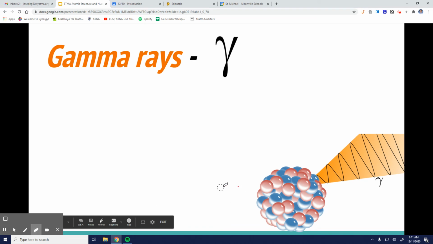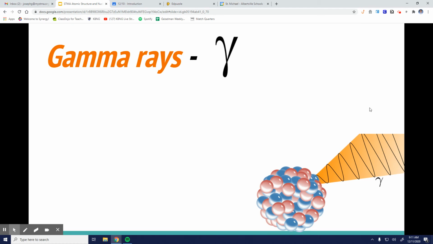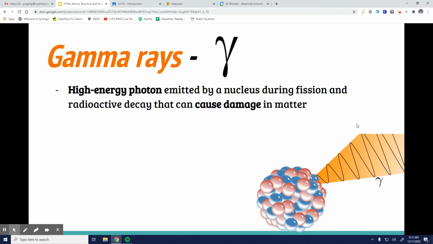The next type is gamma decay. Gamma decay is probably my favorite because it can cause some serious issues for living tissues, but it's also the easiest mathematically. Gamma rays are represented by this Greek letter gamma. It looks kind of like a funky Y or a funky V. It's a high energy photon emitted from a nucleus during fission and radioactive decay that can cause damage in matter.